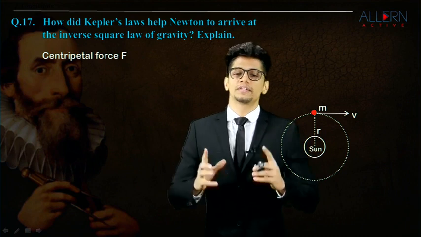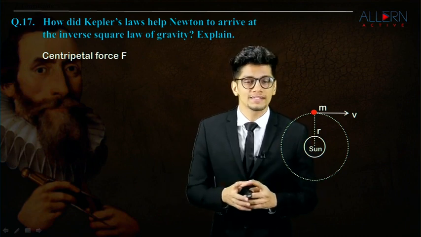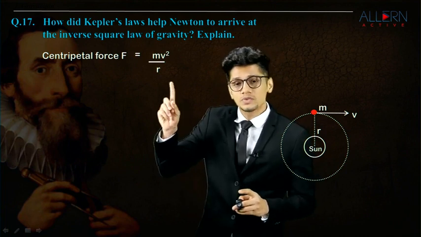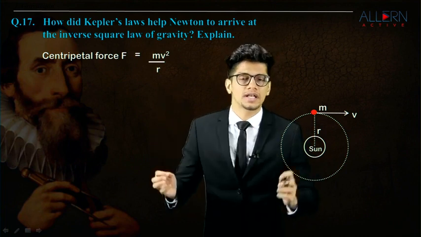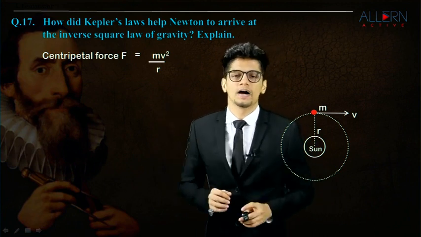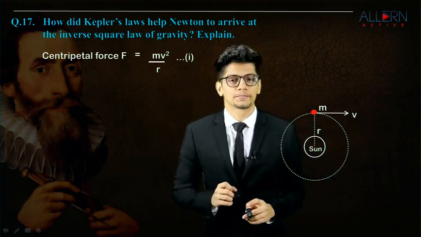There's a formula for centripetal force. The formula is F is equal to mv square upon r. This question can also be asked as a 1-mark question. State the formula for centripetal force. There you go, mv square upon r. This is equation number 1.